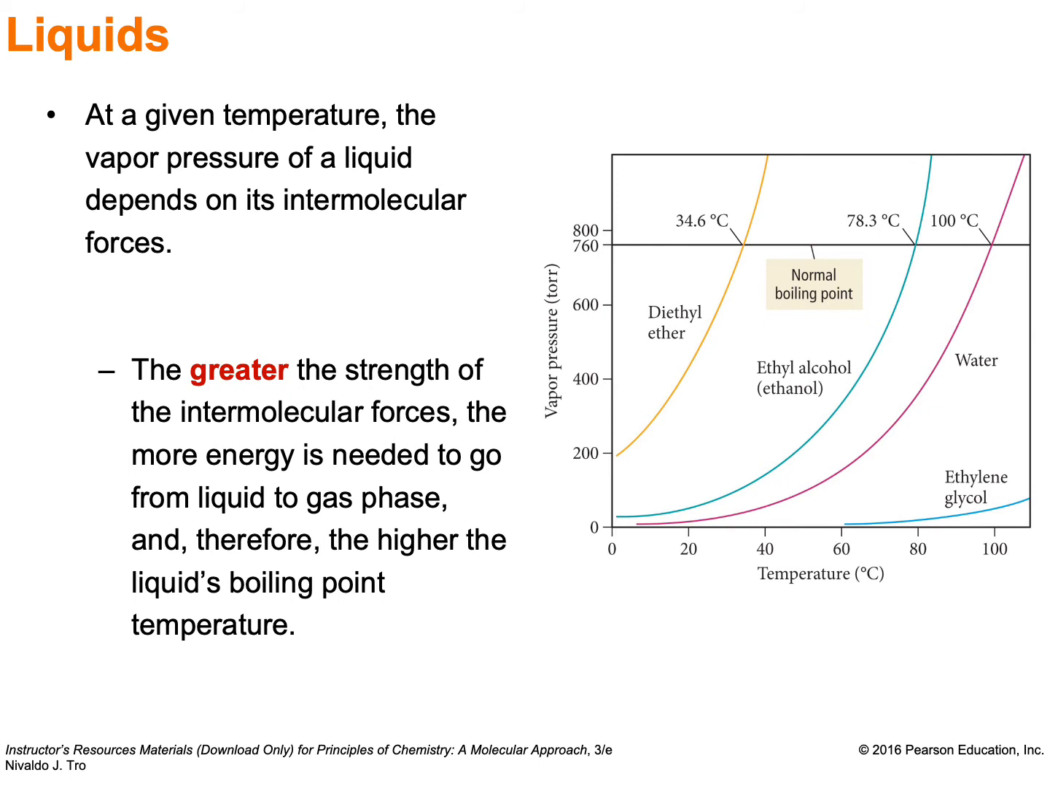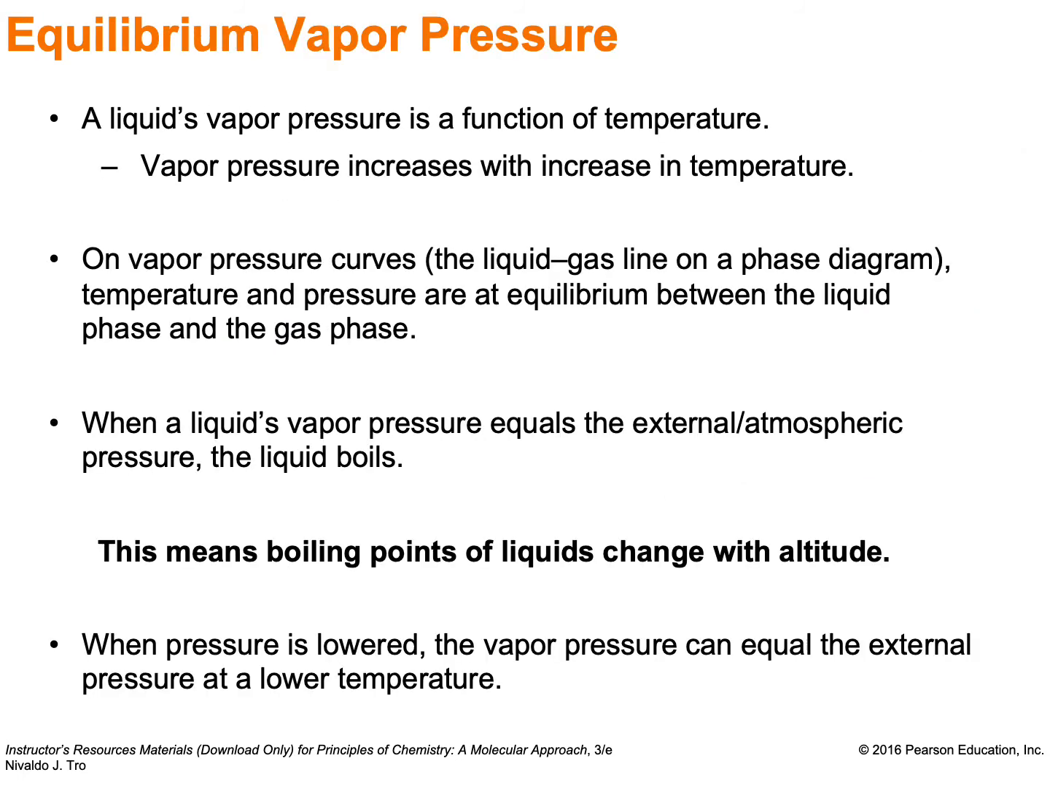Look at the curve associated with water, temperature versus pressure. It's 100 degrees at the boiling point at atmospheric pressure of 760 millimeters of mercury, or 760 torr, 1 atmosphere. As I said, a liquid's vapor pressure is a function of temperature. The vapor pressure increases with increase of temperature. On vapor pressure curves, the temperature and pressure are at equilibrium between the liquid phase and the gas phase, but when the pressure changes, then the temperature will change.